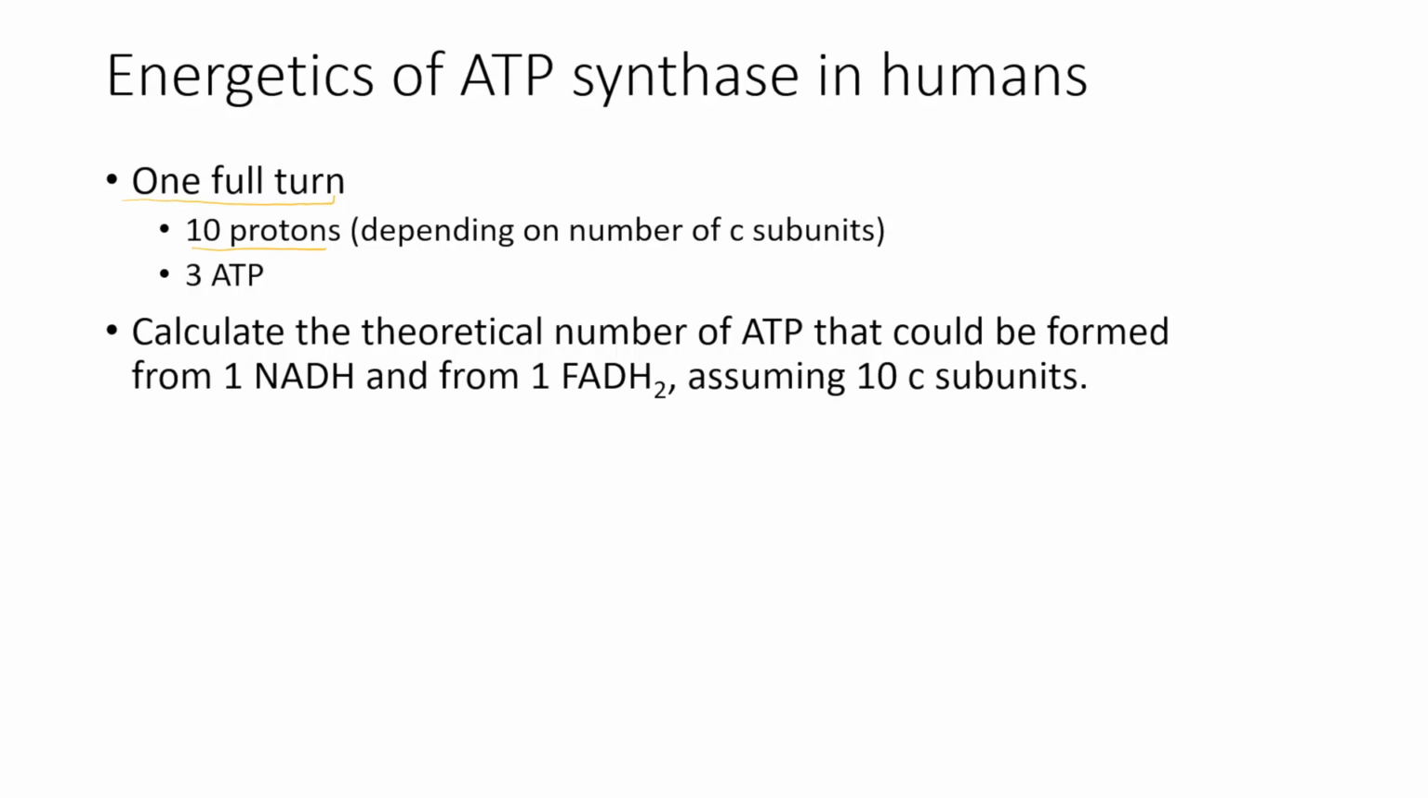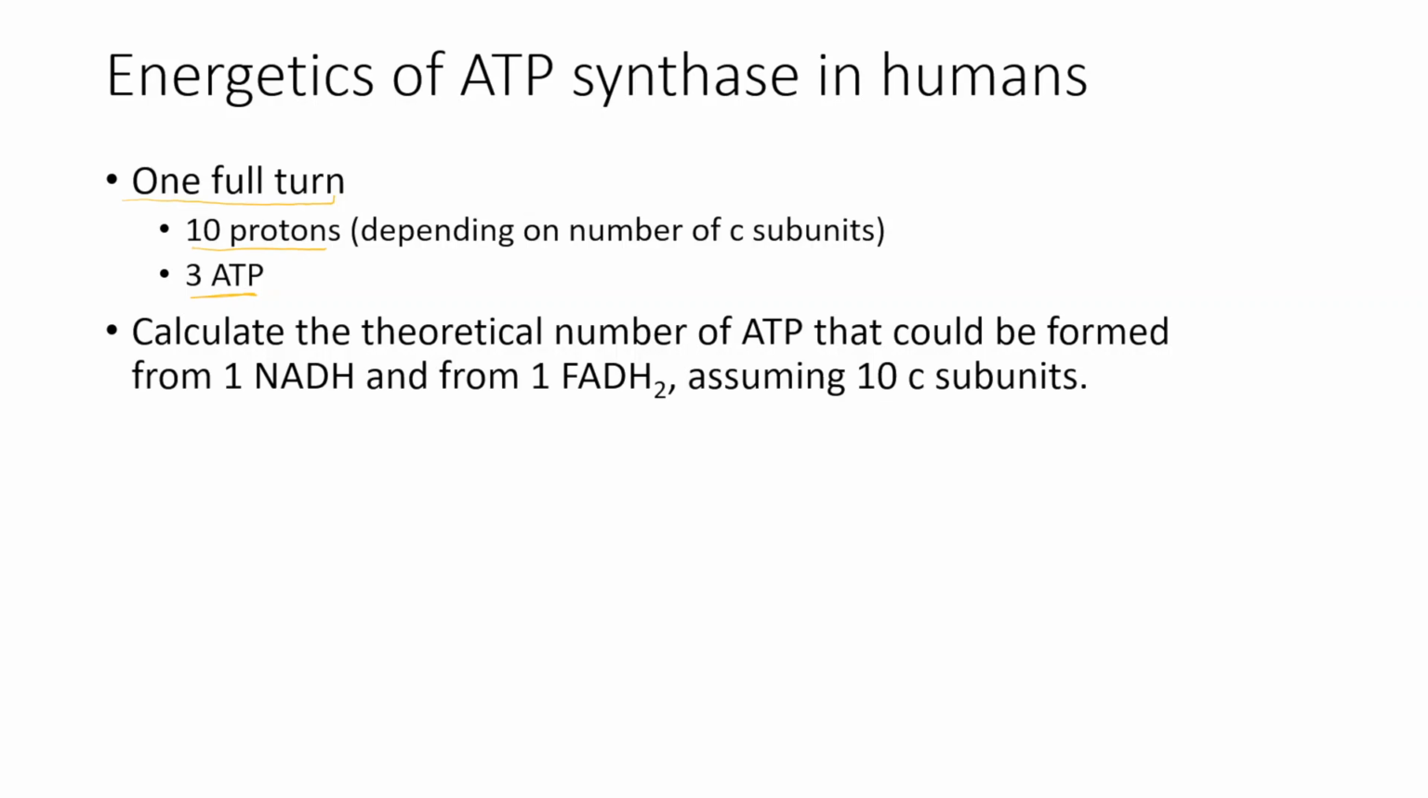For every ATP synthase molecule, about 10 protons can enter to cause the ATP synthase to rotate one full turn. And each full turn is going to generate 3 ATPs because one ATP is generated for each beta subunit, and there are 3 beta subunits in each ATP synthase. So one full turn requires 10 protons to move down their gradient and is going to generate 3 ATP molecules.